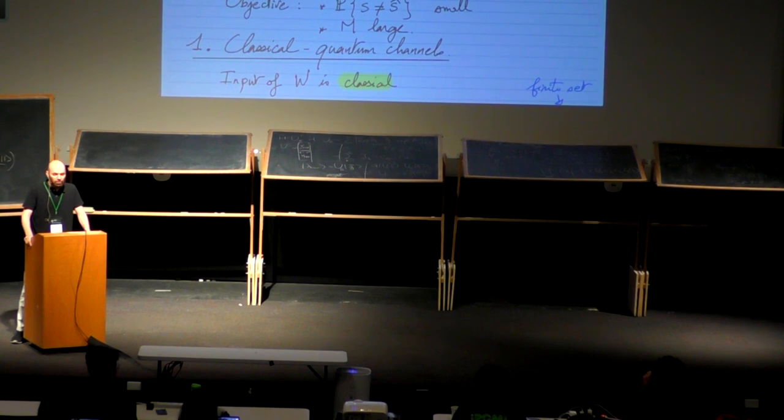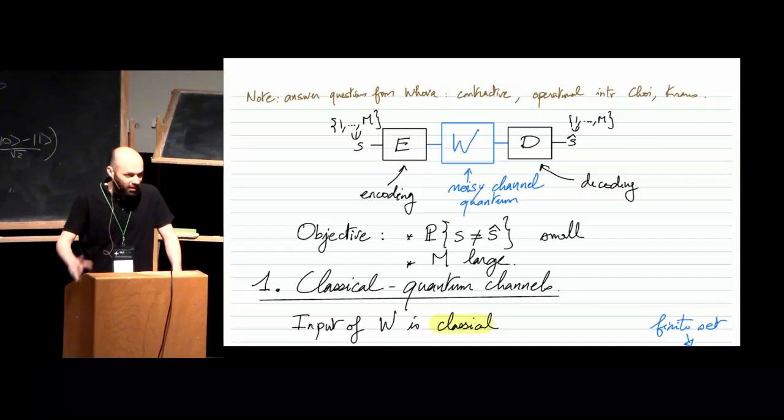For the Kraus operators, it's a bit less clear, but in the case where the Kraus operators are unitary or scaled unitaries, then it's very clear. It's just a mixture of unitaries that you're applying. In the more general case, it's a bit less clear what the operational interpretation is. Okay, good. So now let me move on to today's, yeah, you have a question, sure.